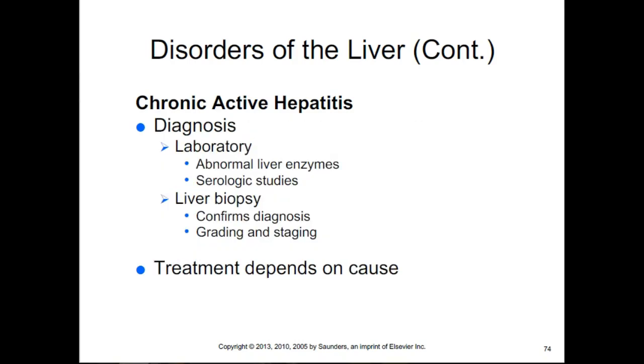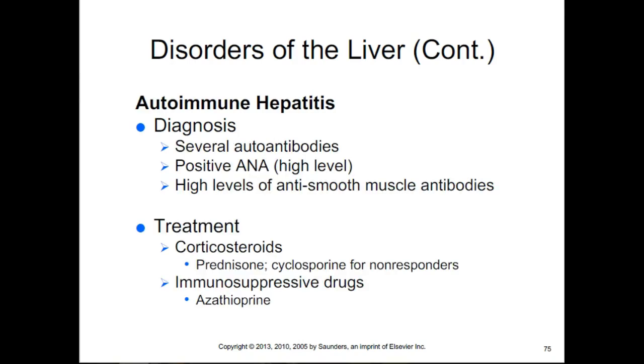So basically, looking in the laboratory values for abnormal liver enzymes and serological studies that can indicate some type of HBV or HCV infection, a liver biopsy can confirm the diagnosis and give you the grading and staging of the disorder. So that's all the diagnostic tests, right, and treatment depends on the cause.